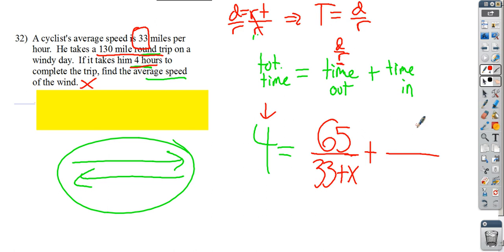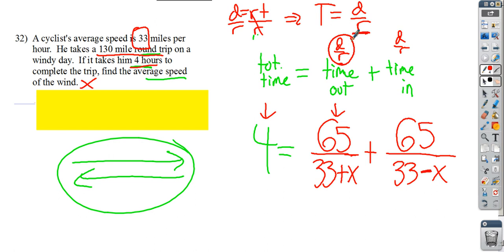Okay, how much time did he spend coming back in? He turns around. Well, we know he went 65 miles. That's his distance. And we know that now, because he had the wind adding to his speed on the way out, now it's in his face. It's subtracting from his speed. So I hope this makes sense. This right here, this value, is the time that he spent going out. Why is that time? Because time, we set up here, is distance over rate. His distance was 65 miles. His rate is his normal speed, but the wind is pushing him, so his speed plus x.